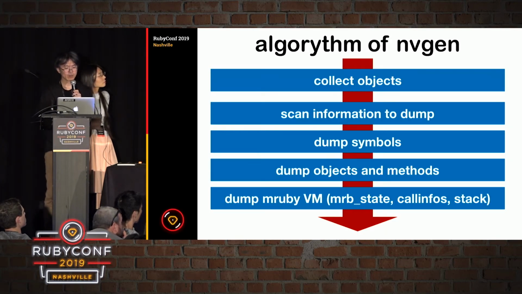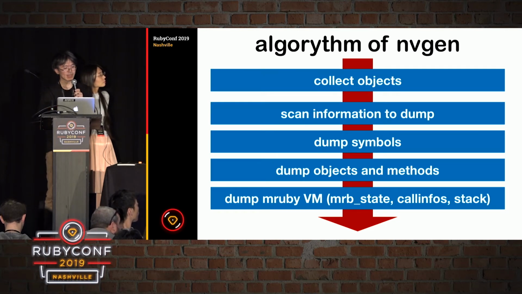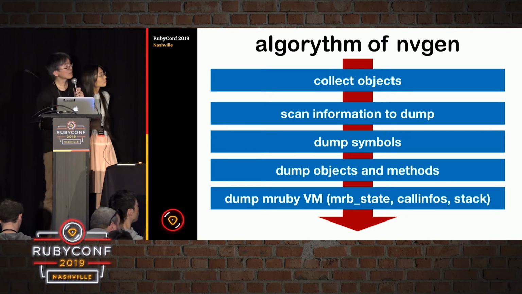Here is a list of what NVGen does. Collect the generated objects as well as information related to them. Then it dumps the objects themselves and their methods in C form along with their associated information and symbols. Finally, it dumps the state of the mrbgem itself after pre-execution.